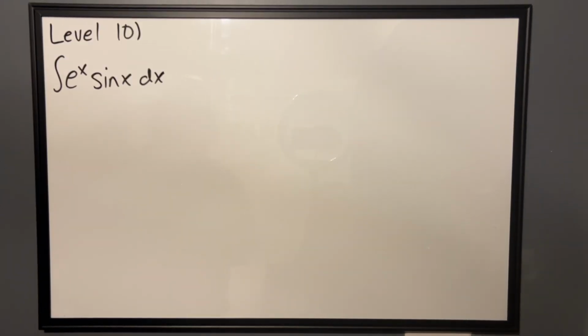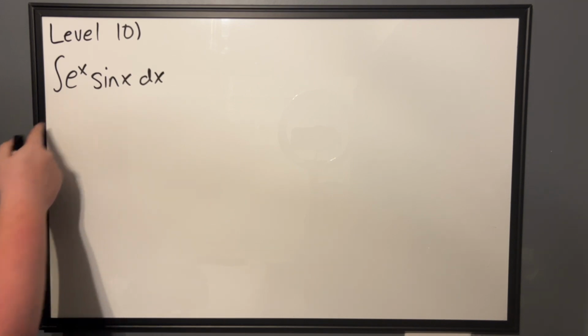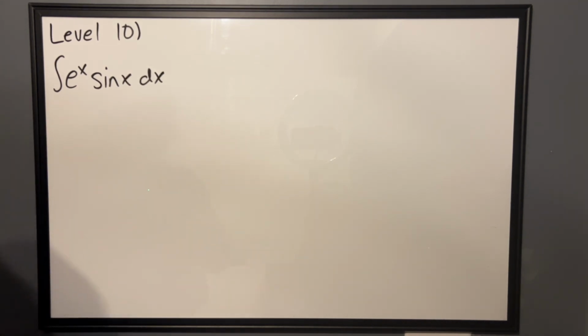All right, so here we have our final level, which is level 10. Now this is the integral of e to the x times sine x dx. Now, just like one of the previous levels, this is a product of functions. So your first thought should always be to go to integration by parts. And that's what we're going to do. So we're going to use integration by parts.